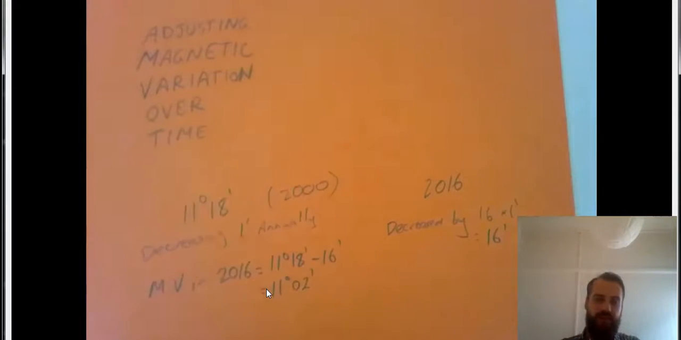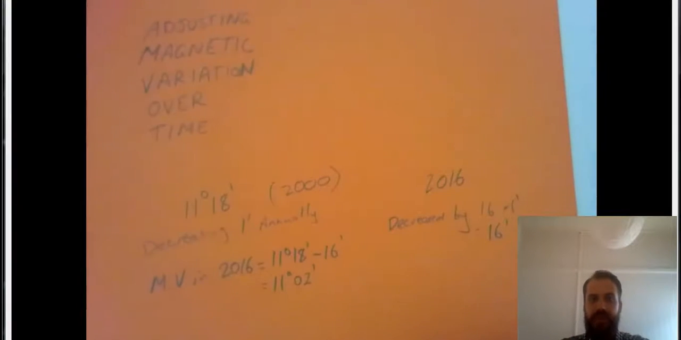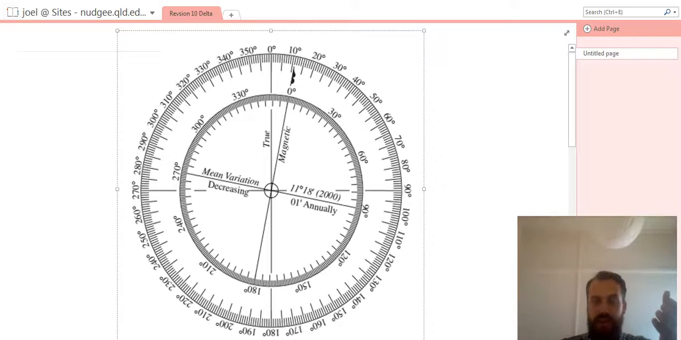Over time, magnetic variation changes. On a map, you have to print it. That's going to look something like this. When you print that, you've got a bunch of information. Is it increasing? Is it decreasing? When was the map printed, and what was the variation at that time? And how much is it changing by each year? And then you can do some maths, and then you can figure out what the magnetic variation is today.